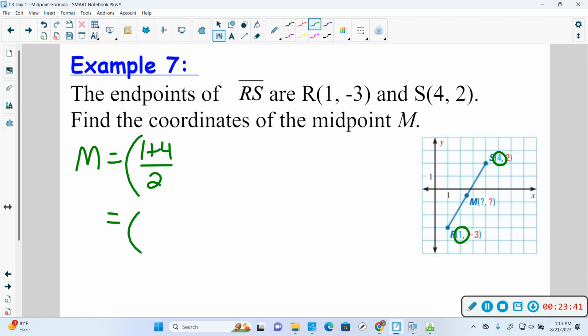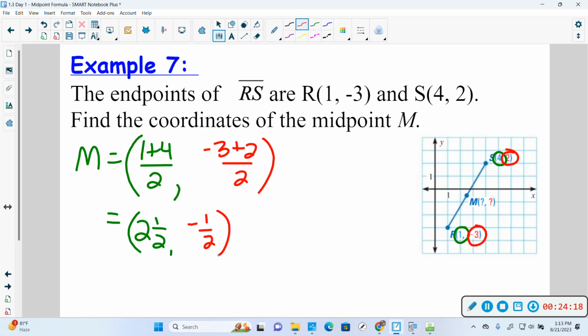So what's 1 plus 4? 5 over 2. 2.5, however you want to put it. And then you just repeat the process for the y coordinates, which again, probably most are going to do in your head. I'm going to write it out. We're going to add negative 3 and 2 together. And there's 2 of them, so I'm going to divide by 2. What's negative 3 plus 2? Negative 1, so I'm going to have negative 1 over 2.